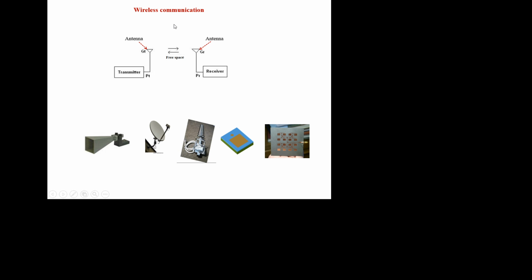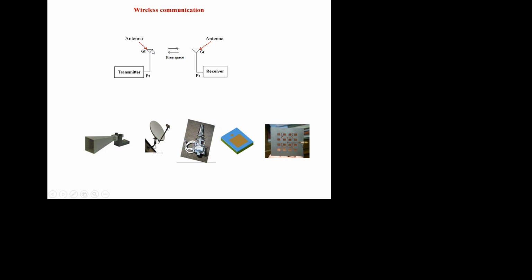So in wireless communication, antenna is a front-end device in all wireless communication systems. As shown in this figure, antenna is needed at the transmitter side. Here, this is a symbol used to indicate the antenna. Similarly, at the receiver side also, antenna is needed. So antenna is a very important device in wireless communication system.